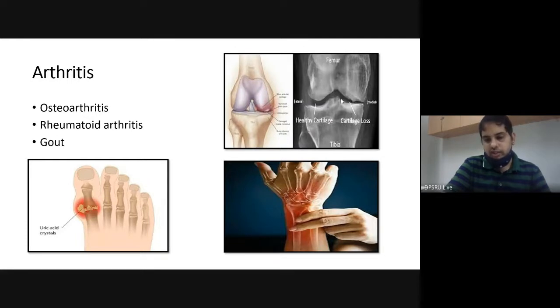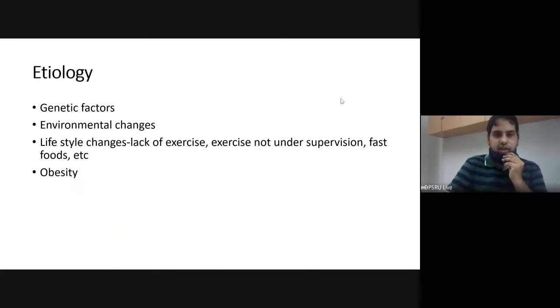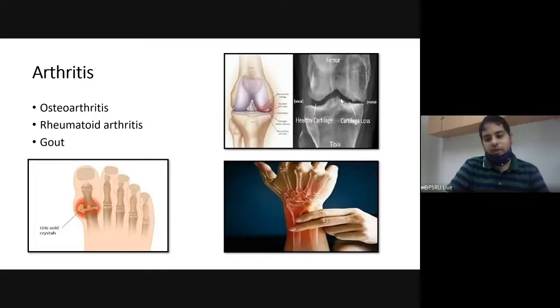And gout is basically a metabolism disorder where uric acid is deposited. Your uric acid is not excreted from the body, or excess uric acid production is deposited in the joints, and it results in arthritis. So these are the different types of arthritis. So etiology: what are the reasons why this arthritis happens?